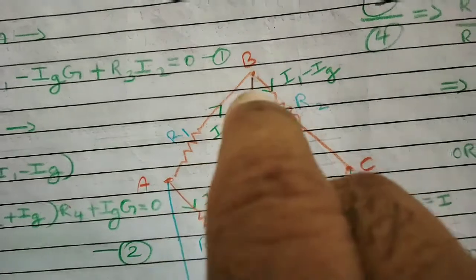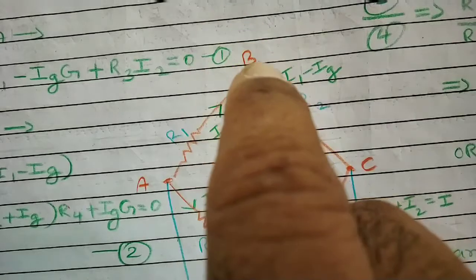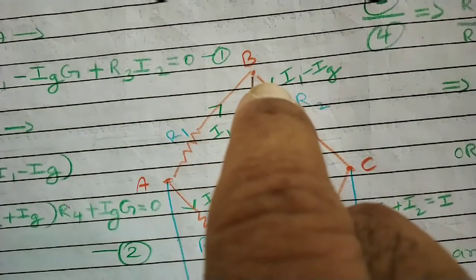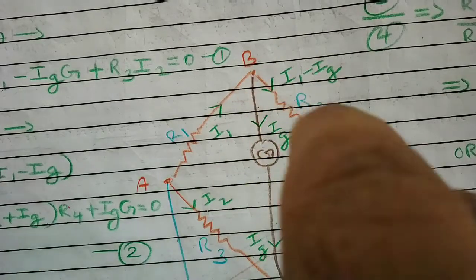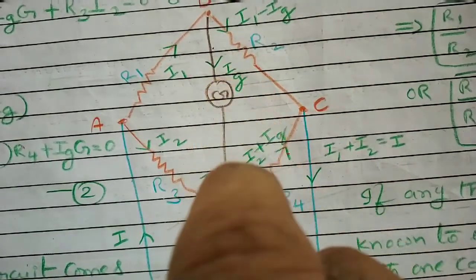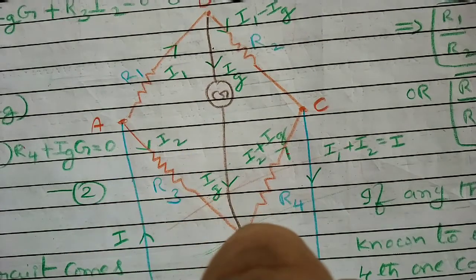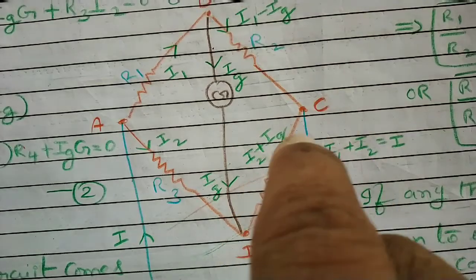Next, this I1 is going up to point B, where it is divided into IG and I1 minus IG. IG is passing through the galvanometer and I1 minus IG is passing from B to C, that is through R2 resistance. And at C point, this IG which is coming through the galvanometer and this I2 which is coming through R3, both will be added and will travel through R4, that is I2 plus IG.